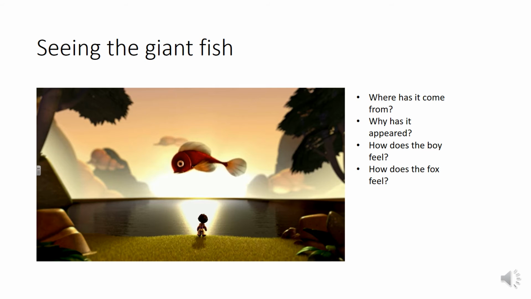How do you think the boy feels when he sees the giant fish? Because he's just lost his little fish, hasn't he, to the fox who ran off with it and stole it. How do you think the fox is feeling too at this point? And again, think about all the different colours, think about the scenery, how can you describe that fish? Can you use an expanded noun phrase, simile, metaphor? Try and include as many descriptive points as you can.